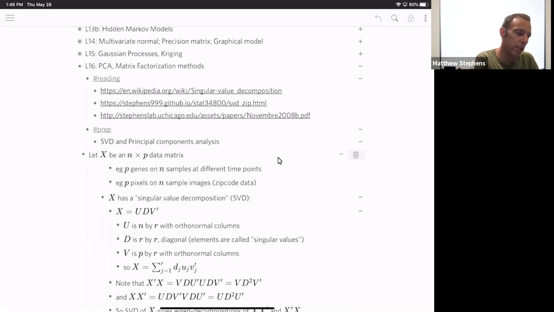So the notation is that X is going to be an n by p matrix. So think about n samples and p measurements on those samples. An example we'll look at later is the zip code data. So n will be the number of images we're looking at, and p will be the number of pixels in each image. We're going to just ignore the fact that an image is a square. We're just going to vectorize it. In this case, there'll be 256 pixels, so just think about it for now as a vector of length 256.